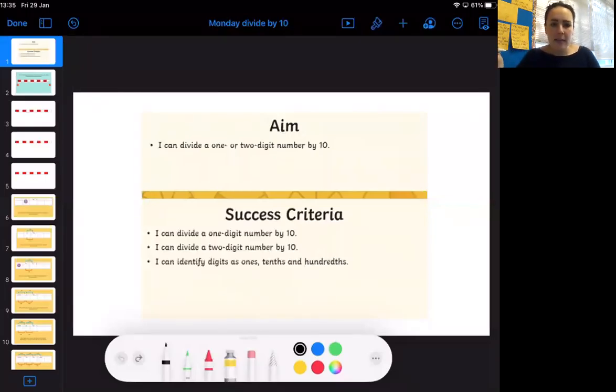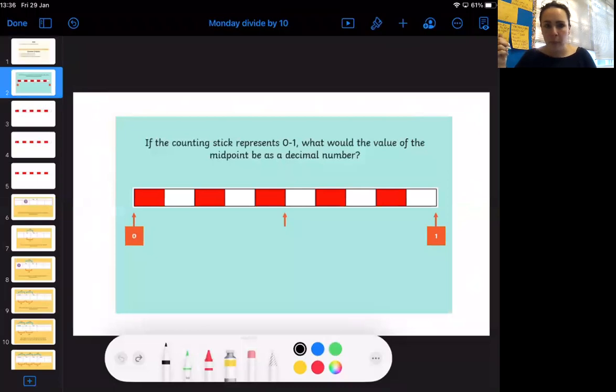The aim of today's lesson is to divide a 1 or 2 digit number by 10. You'll achieve success in this lesson today if you can divide a 1 digit number by 10, you can divide a 2 digit number by 10, and you can identify digits as ones, tenths and hundreds.